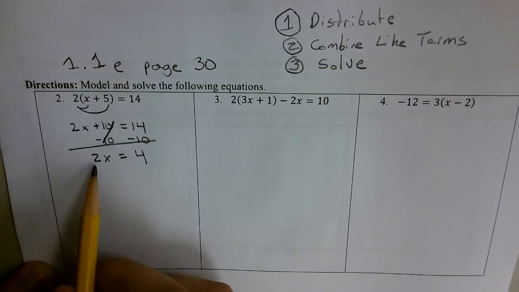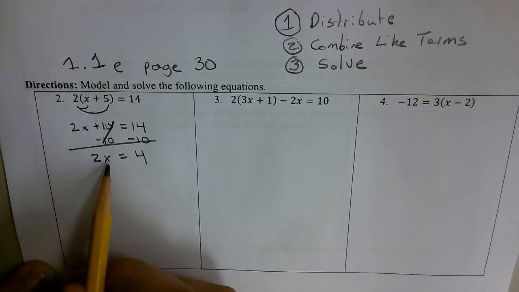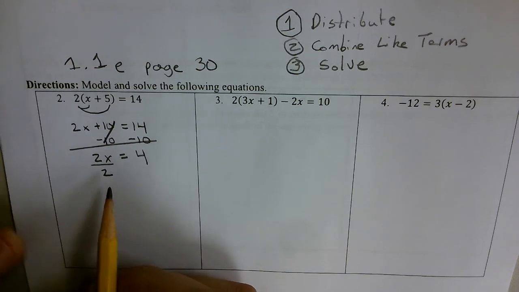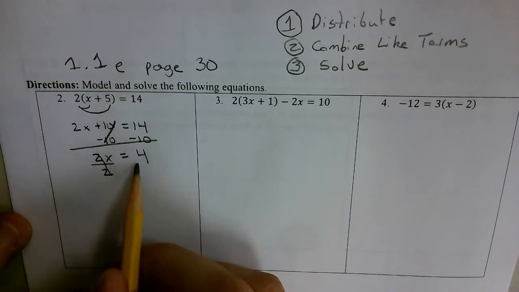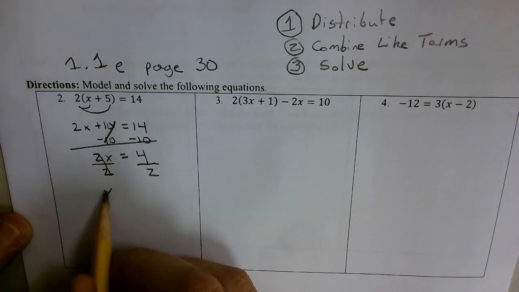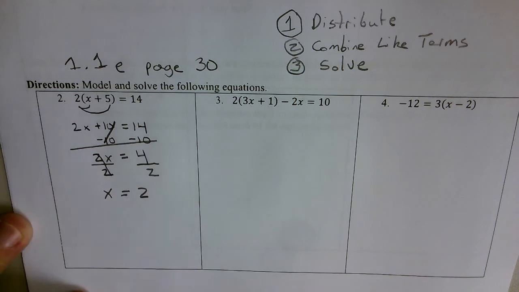And then when I see a number and a variable right together like that, it means multiplying. So to get rid of this 2, I need to do the opposite of multiplying, which is dividing. So I'm going to cross these 2's out. If I divide by 2 on that side, I got to divide by 2 on that side. So I'm left with x equals 2.